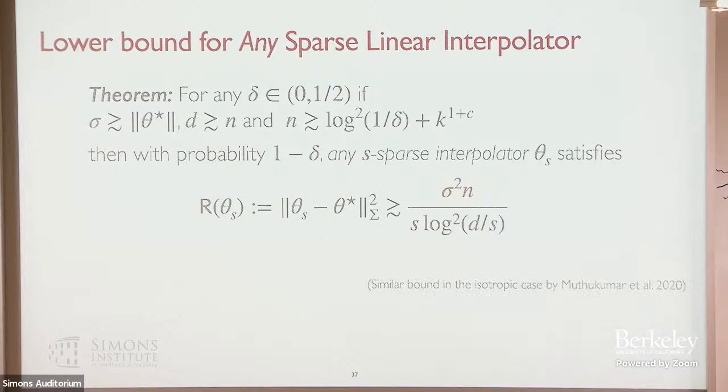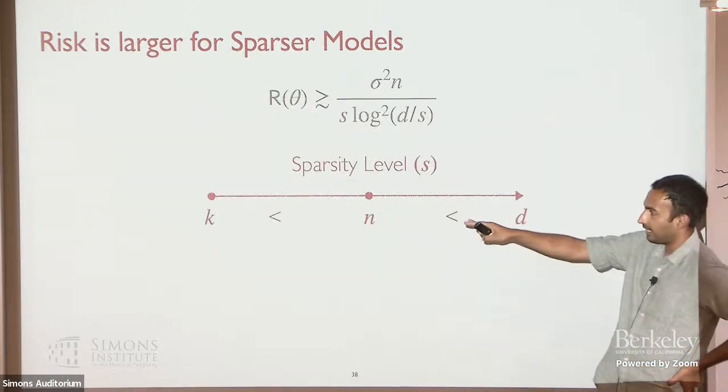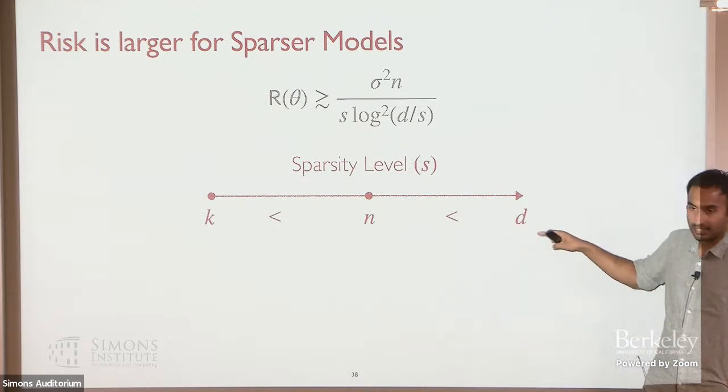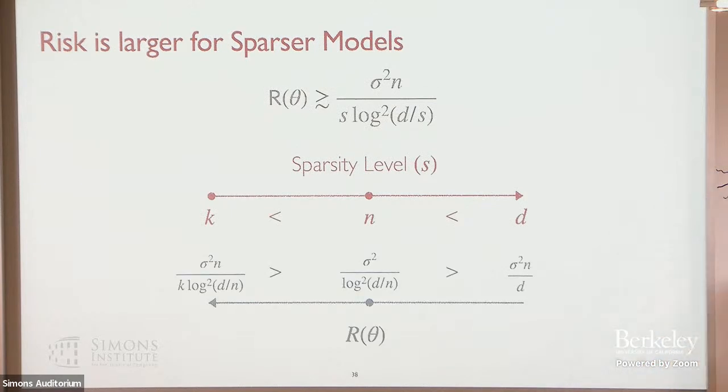And I should also mention that there was a similar lower bound derived by Muthukumar et al. in the isotropic case where the epsilons are just 1. So just to flesh out what this bound is telling us, you could have sparsity levels starting from k, which is the sparsity of the underlying model, to n and d, where d corresponds to the sparsity of a dense model. This lower bound says that the excess risk of the sparse model is lower bounded by something larger than the excess risk of a dense model.